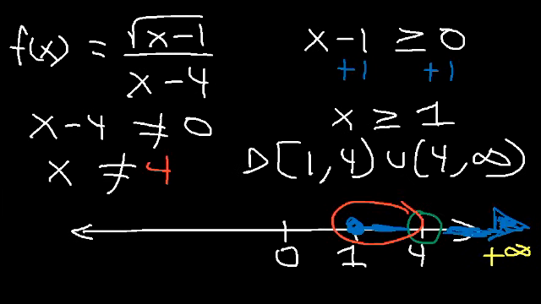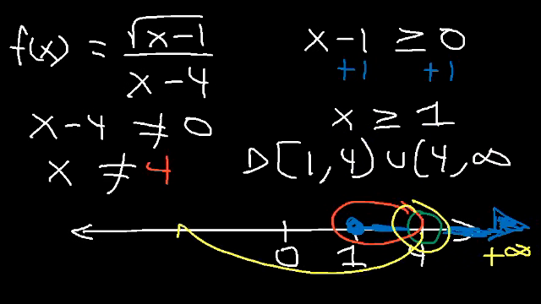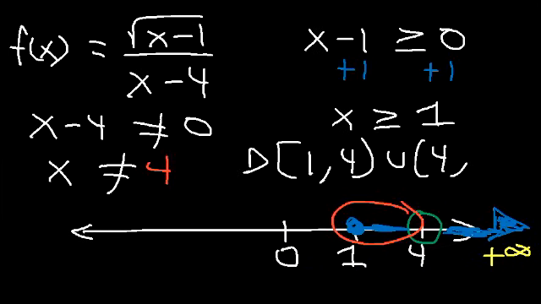So notice that the open circle is part of the shaded region. And thus the 4 is going to be part of the domain in interval notation. If this open circle was over here, we would not even need to worry about it. So I'll give you an example of that.